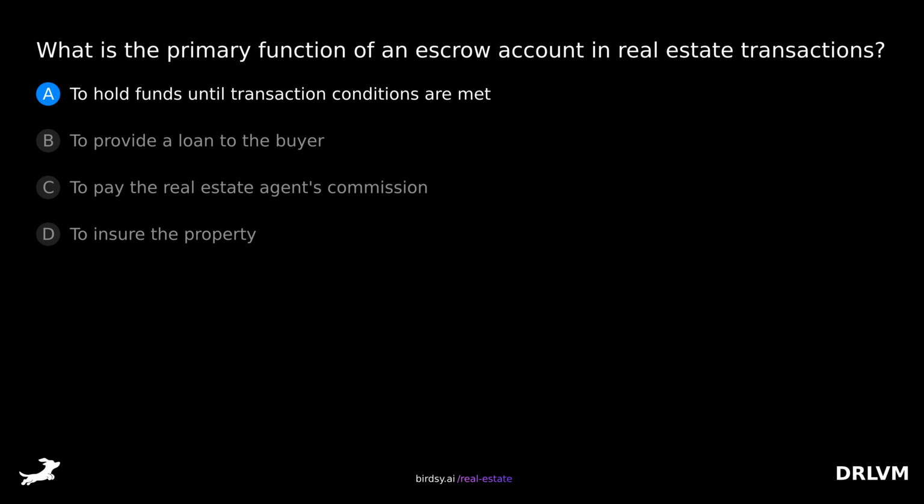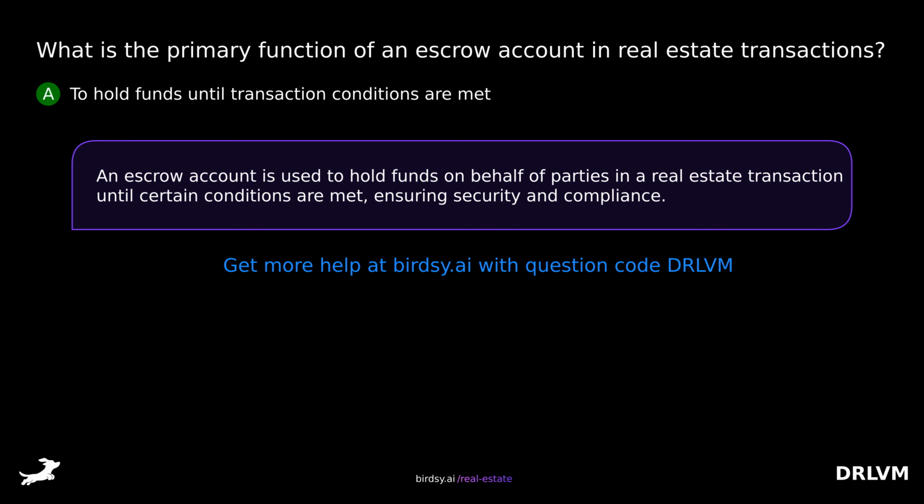Is it A, to hold funds until transaction conditions are met, B, to provide a loan to the buyer, C, to pay the real estate agent's commission, or D, to insure the property? The answer is A, to hold funds until transaction conditions are met. An escrow account is used to hold funds on behalf of parties in a real estate transaction until certain conditions are met, ensuring security and compliance.